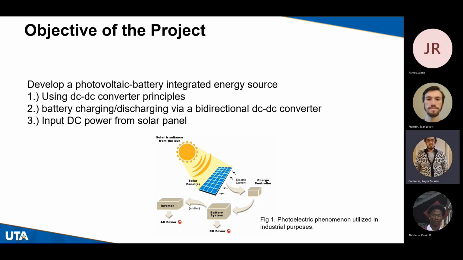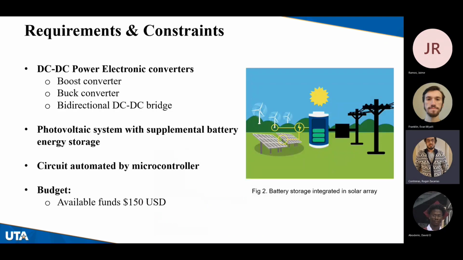For the requirements of this project, we'll be going over the power electronics. We'll need to implement a boost converter, a buck converter, and have bidirectional DC-DC implementation characteristics. The main budget for this project is going to be $150.